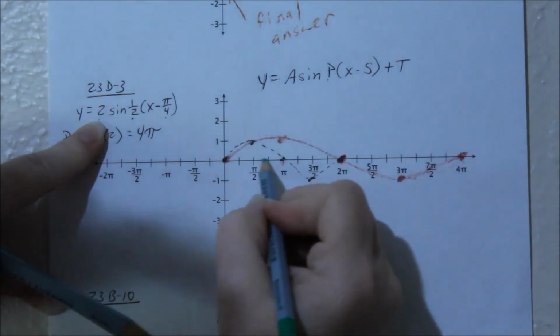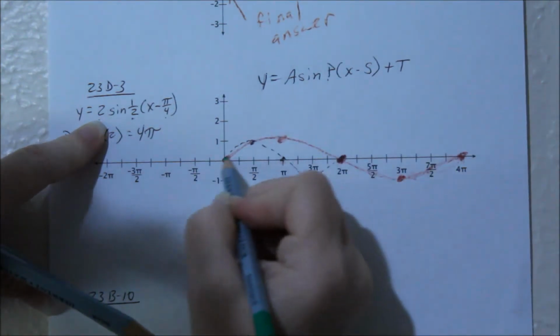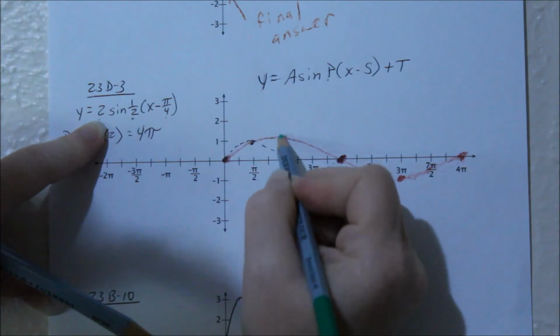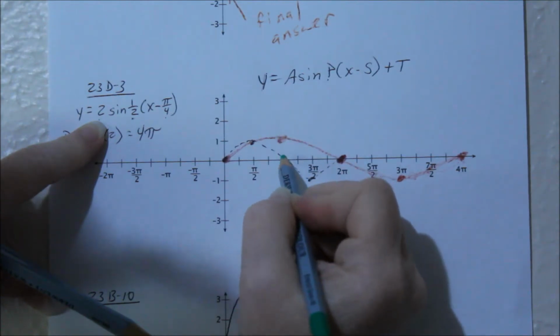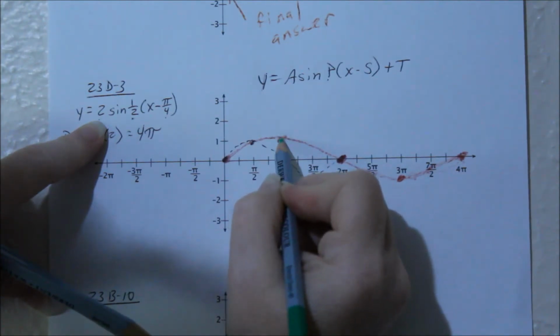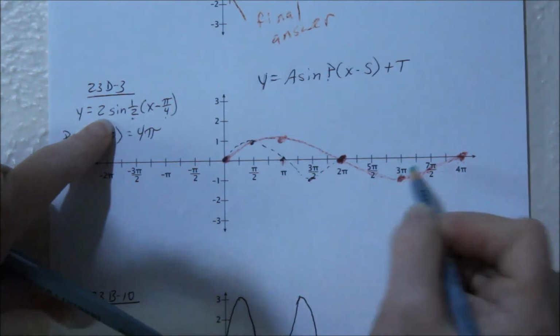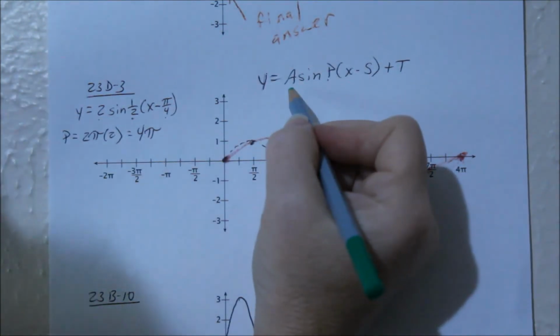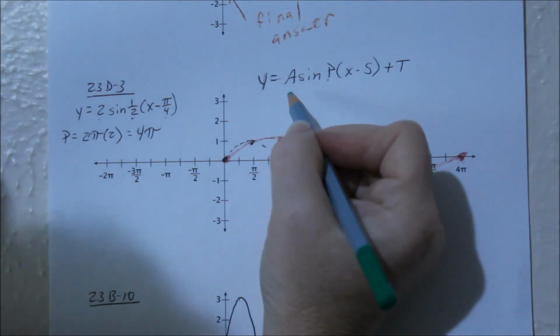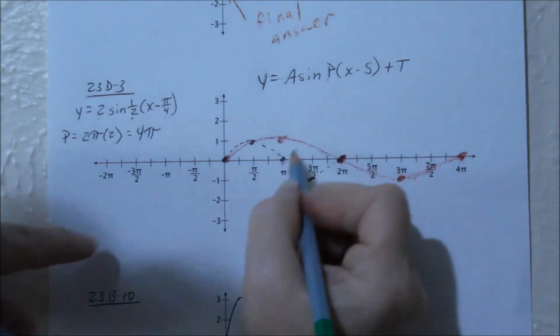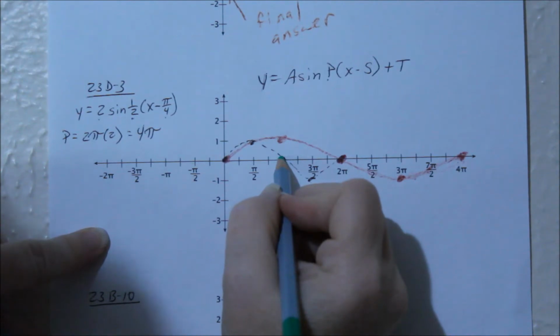Right now, here's my center line, which would be the x-axis. My distance from high point to low point is a distance of 1. From the center line to the high point is 1. From the center line to the low point is 1. I want it to be 2 because that's what the amplitude tells you. The amplitude is the distance from the center line to your high point. So I want the distance from here to my high point to be 2.